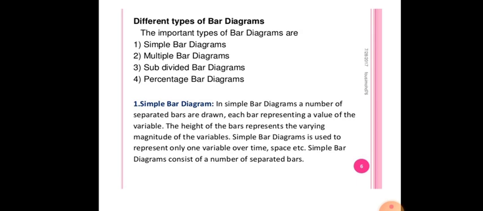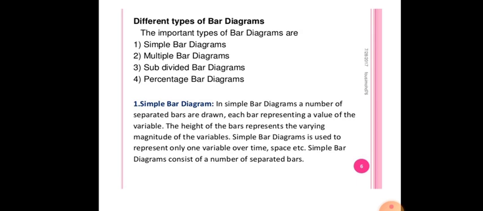As you know, in the last class we discussed the diagram as well as the graph, and we discussed the different types of bar diagrams. It means the one-dimensional bar diagram. This one-dimensional bar diagram includes the simple bar diagram, multiple bar diagrams, subdivided bar diagrams, and the percentage bar diagram. So these are the one-dimensional bar diagrams.